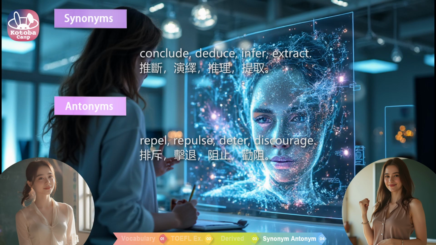Conclude, deduce, infer, extract. Repel, repulse, deter, discourage.